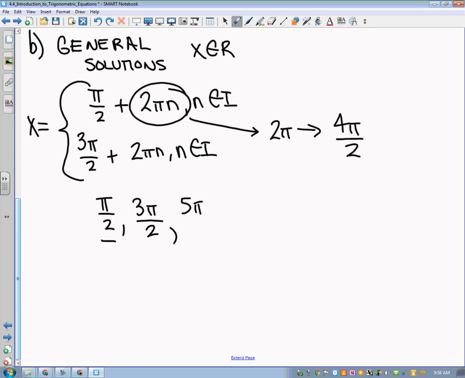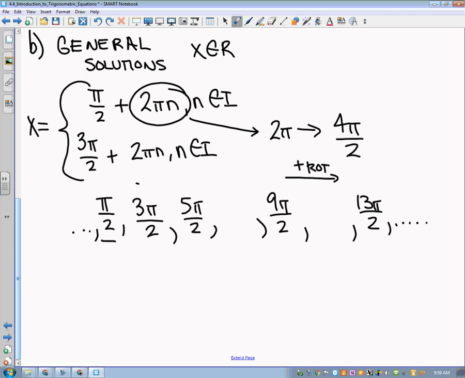I'm going to leave a blank here. If I added 4 pi over 2 again, I would get 9 pi over 2, and I'll just do one more. I would have 13 pi over 2. And then that pattern would continue. And it's important to recognize that it continues in both directions, right? In the positive rotation direction, and I'll put that over here. This is positive rotation, and then in the other direction would be negative rotation.